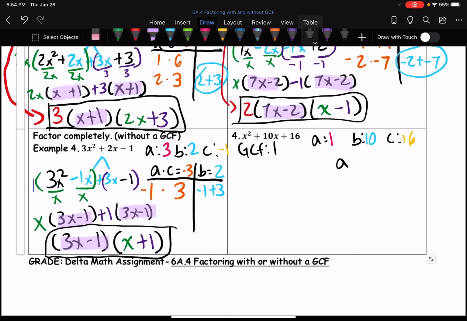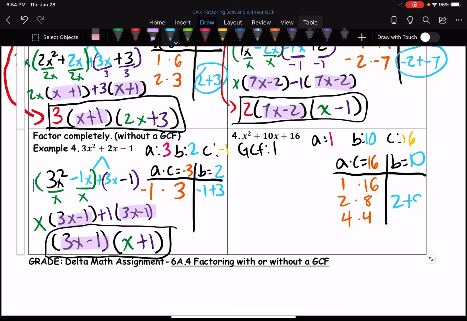So I've got to find two numbers that multiply to A times C and add to our B value. Well, 1 times 16 just gets us 16, and our B value is 10. So I've got 1 times 16, 2 times 8, and 4 times 4. The magical pairing here is going to be 2 times 8 because I know 2 plus 8 gives me 10. 2 times 8 is 16. So where I have that 10x originally, I can break it apart into 2x and 8x. And I'll still bring down my x squared and my 16.